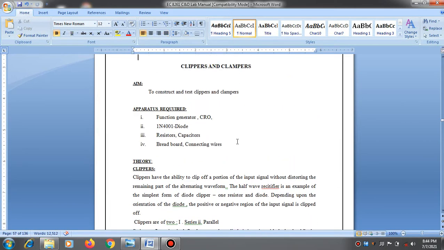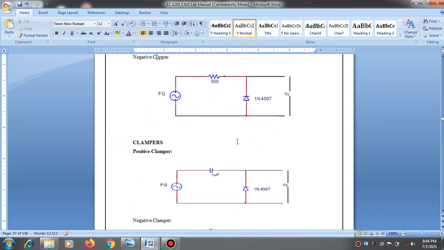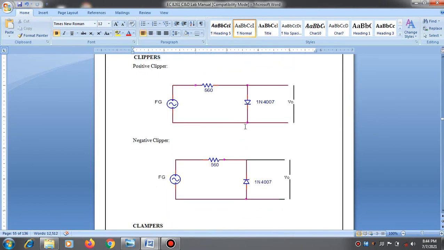So this is the circuit diagram for the clippers. The two types of clippers are the positive clipper and the negative clipper. The difference between these two diagrams is that the diode is connected in a reverse manner. Here FG means function generator, with a resistor of 560 ohm and a PN junction diode. The output is taken across the PN junction diode by the use of a cathode ray oscilloscope, CRO. And in the negative clipper you just reverse the connection of the diode.